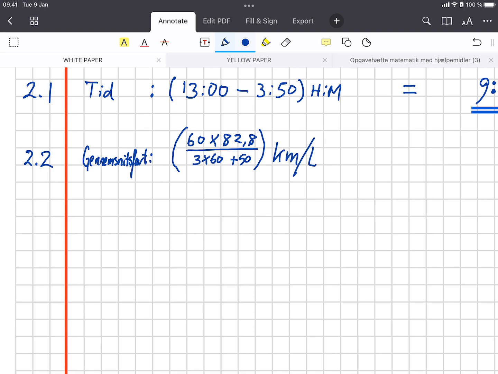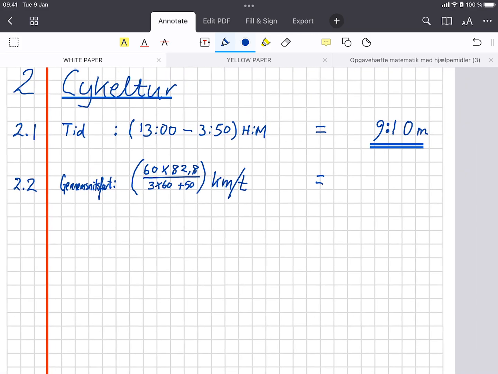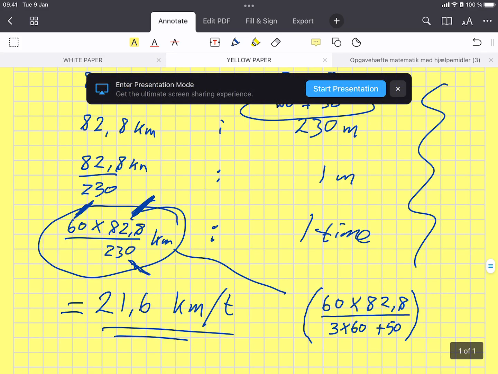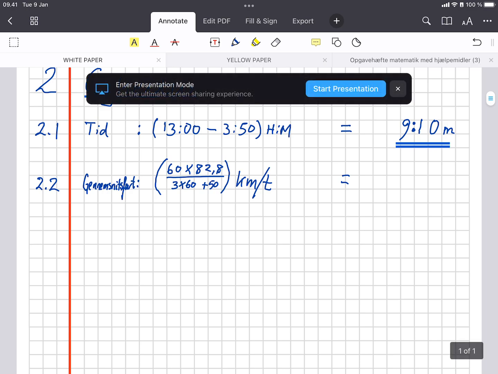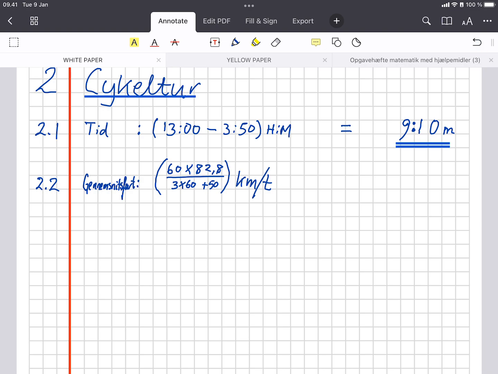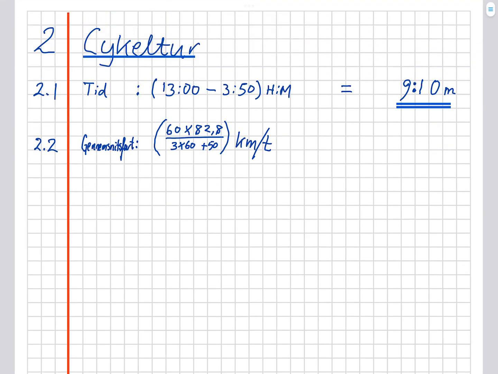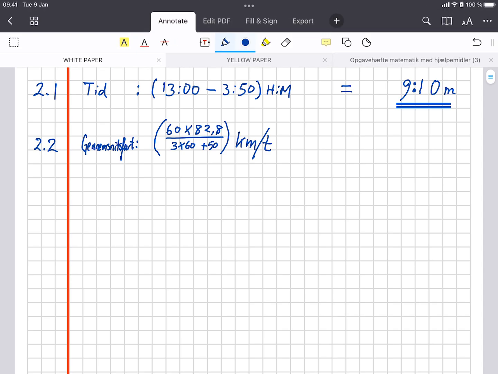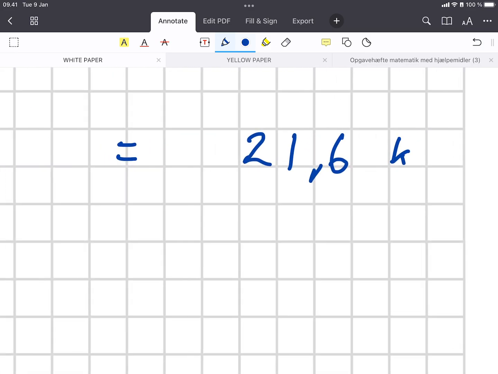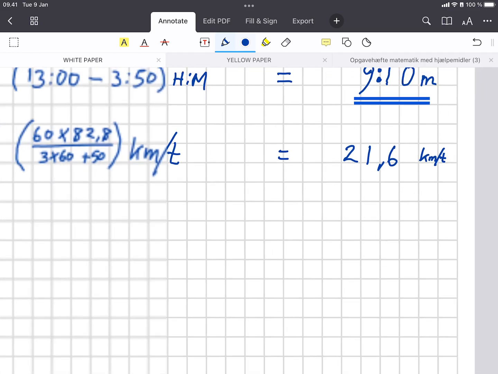in kilometers per hour, which is equal to, what did I say it was? 21.6. So I'm going to try and keep my equal signs lined up and my decimals lined up and my units lined up. Try and make that neater. Kilometers per hour.